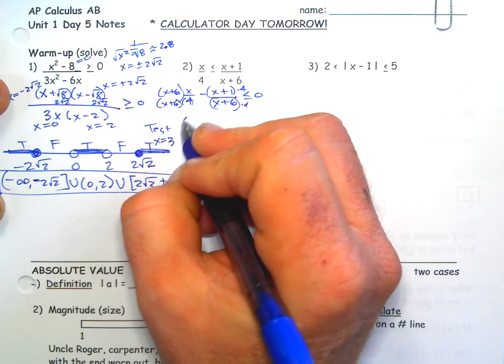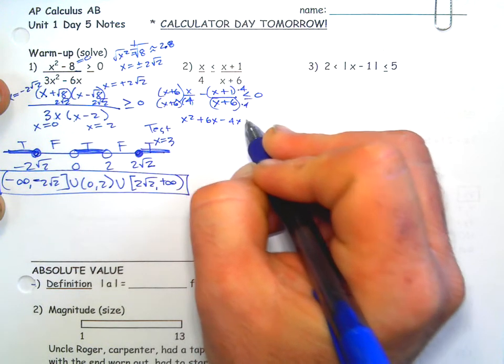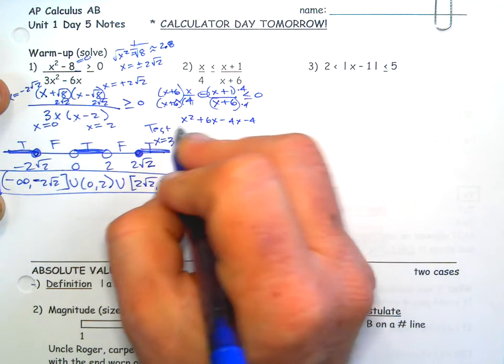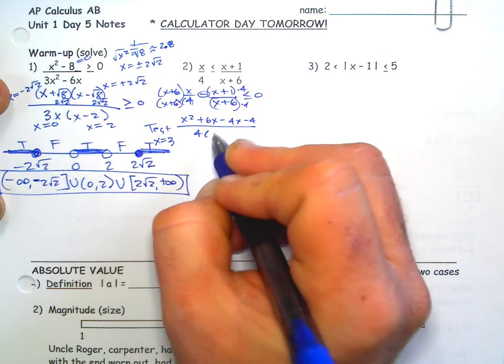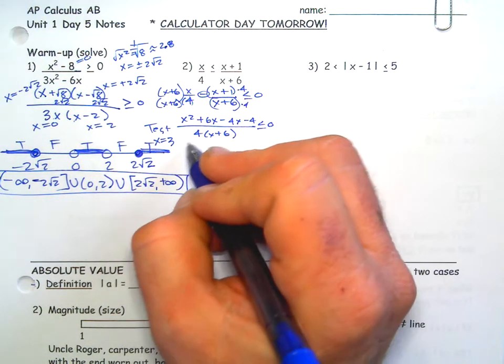And I'm going to get x squared plus 6x minus 4x minus 4. You got to distribute this negative over. Now the bottoms leave those factored. Keep that less than or equal to 0. Now let's combine like terms.